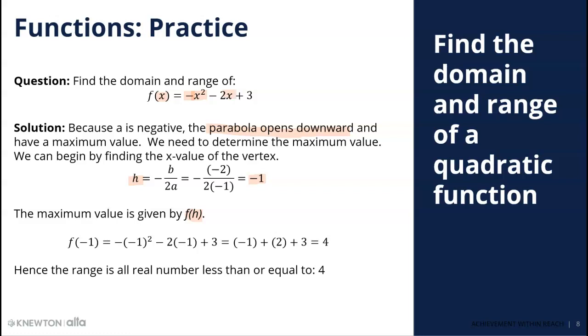With that, we have f of negative 1 equal to the negative of negative 1 squared minus 2 times negative 1 plus 3. Simplifying this, we have 4. So therefore, since the parabola opens downward, the range are the y values. The maximum value is 4. And therefore, the range are all numbers less than or equal to 4.